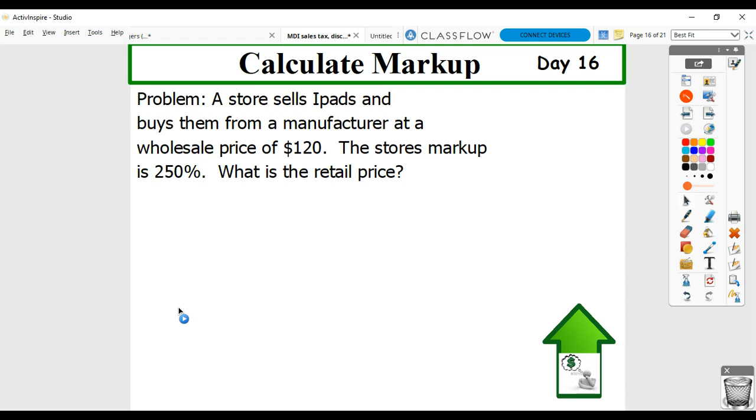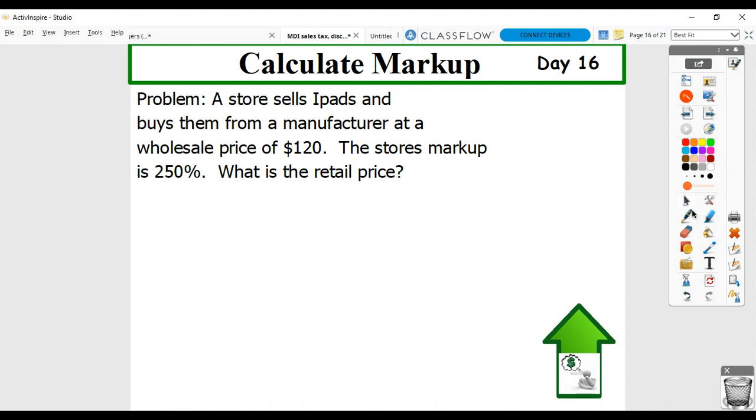So, first off, we got today's warm up. This is also a markup problem like we worked on last week. A store sells iPads and buys them from a manufacturer at a wholesale price of $120. The store's markup is 250%. What is the retail price?